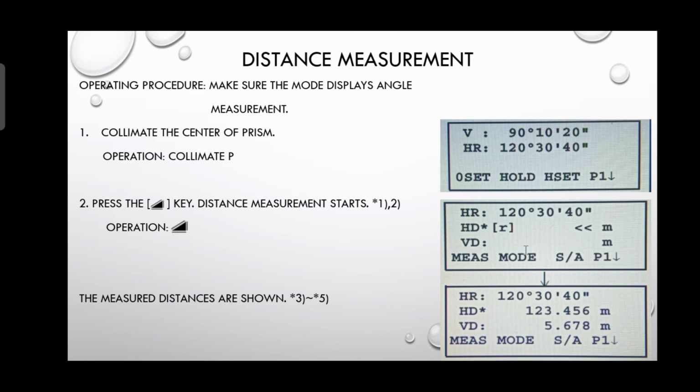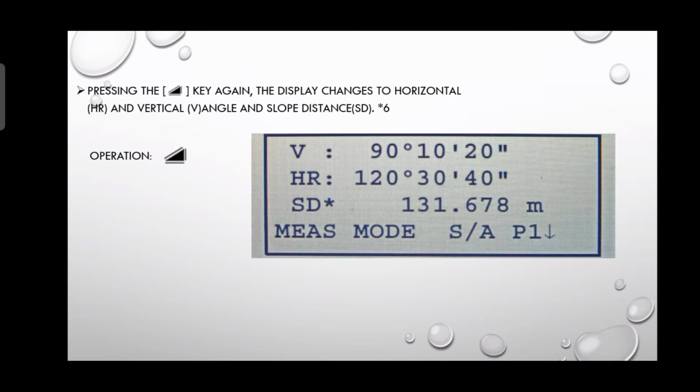So the display will be at the second picture, and after that, press the triangle button, the measured distance is shown like the third picture. And next is press the triangle button again, triangle key. The display changes to horizontal and vertical angle and slope distance. The operation key is the triangle button. So the display will be like the picture that I've shown.